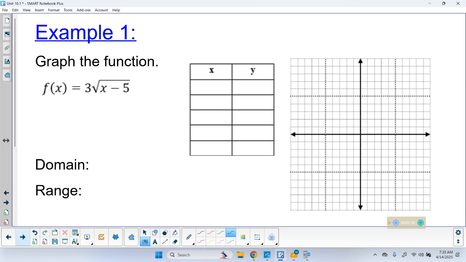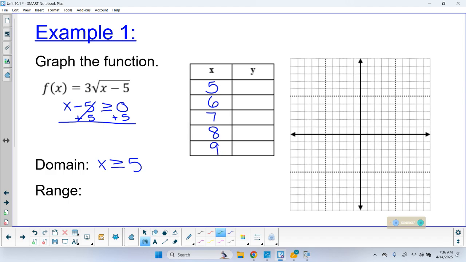Example 1, we are going to graph 3 times the square root of x minus 5. What we have to do first is find the domain. We take what is underneath of the square root, which is x minus 5, and it has to be greater than or equal to 0. All we do is add the 5 over, and our domain will be x is greater than or equal to 5. That 5 is the first x value that we have to use. Because it's greater than or equal to, we're going to count up to 6, 7, 8, and 9.